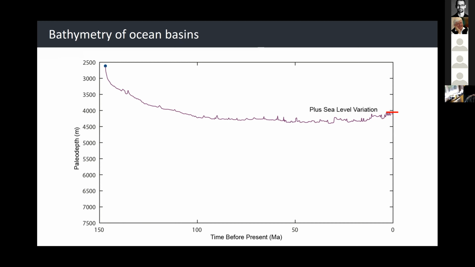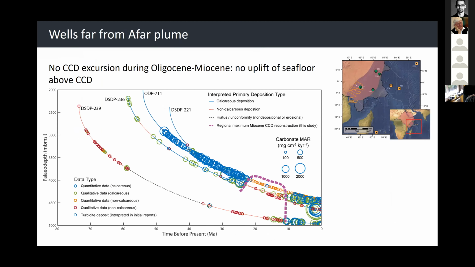So I'll show you now the results. First of the 4 wells that are far away from the Afar plume. So you can see the wells here and their typical ocean crust subsidence curves that we calculated for each of them. The open circles that you see here in the many different colors and shapes and sizes indicate the carbonate states of the wells. And the purple line is this paleo carbonate compensation depth that we calculated for the Western Indian Ocean. So these 4 wells that are far away from the plume, they do not show a lift up of the ocean floor above the carbonate compensation depth at the arrival time of the Afar plume.